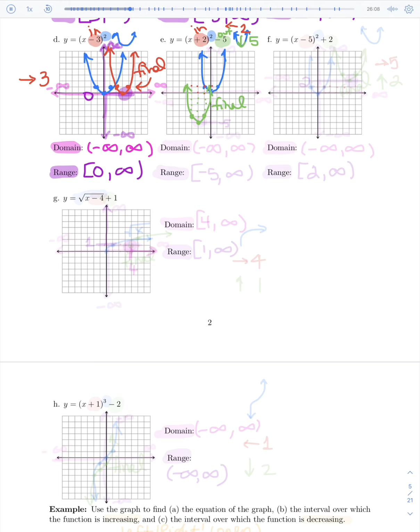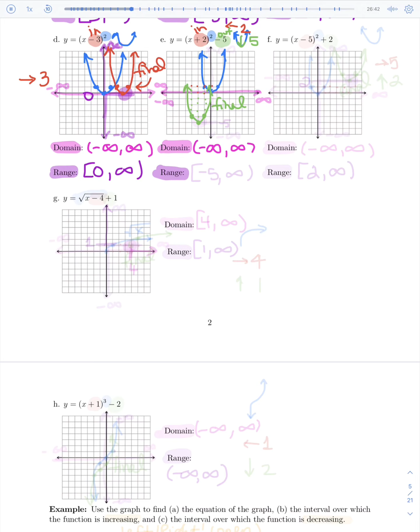Okay. Next, we want to go after our domain for that graph and our range for that graph. So looking at our domain, remember we read our graphs from the smallest end from -infinity towards +infinity. Our graph does go forever in both directions, left and right. So our domain will be -infinity to +infinity.